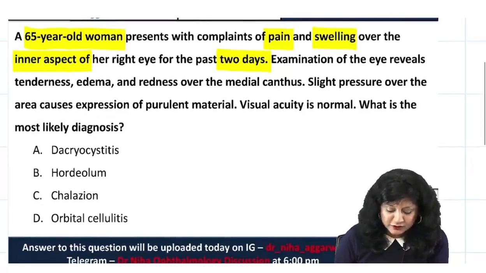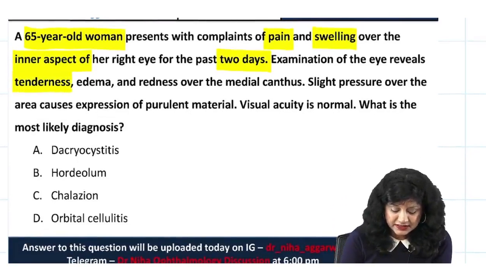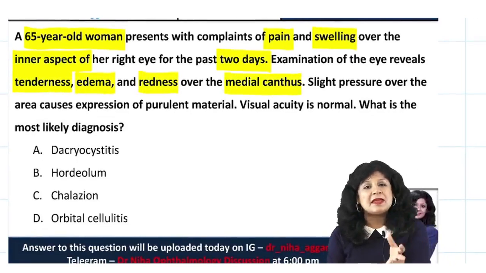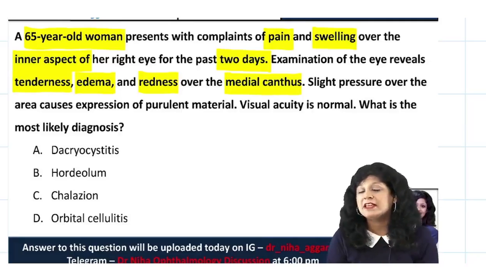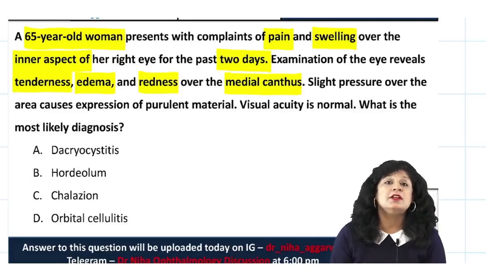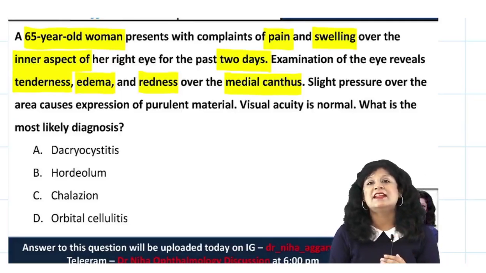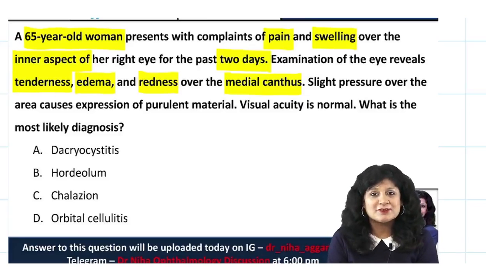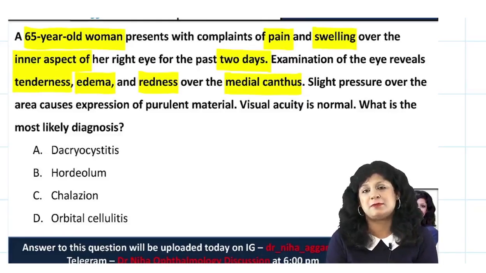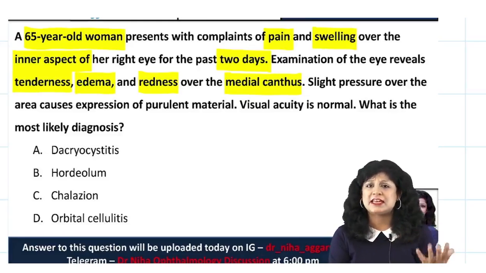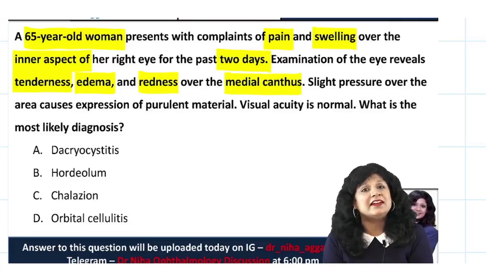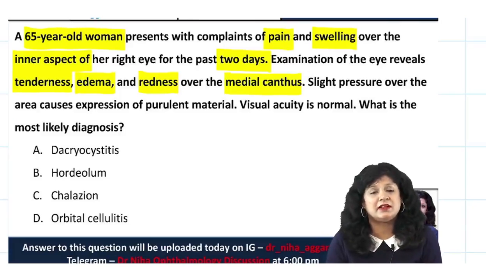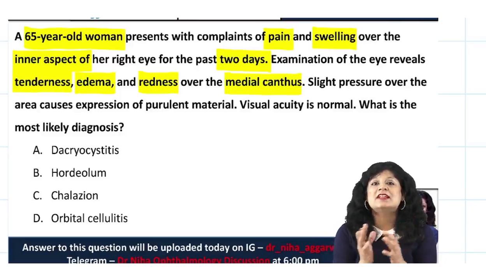Now examination of the eye reveals tenderness, edema, redness over the medial canthus. So same area where she is having pain, on examination there is tenderness also, swelling, that is edema is there, redness. So this means that there is some inflammation there, right or not? Because these are the signs of inflammation. Right from first year, second year, you people read these signs that there are 5 major signs of inflammation in pathology, and now it is the clinical application.